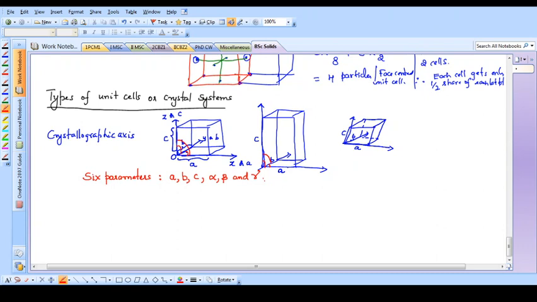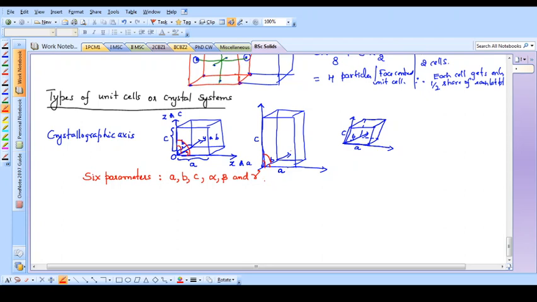For example, we know that in a cube all the lengths are equal to each other, so A is equal to B is equal to C. Similarly, all the angles are equal to each other, that is alpha is equal to beta is equal to gamma, and all the angles should be equal to 90 degrees. So this relation A equals B equals C and alpha equals beta equals gamma equals 90 degrees immediately implies that the unit cell is cubical in shape.